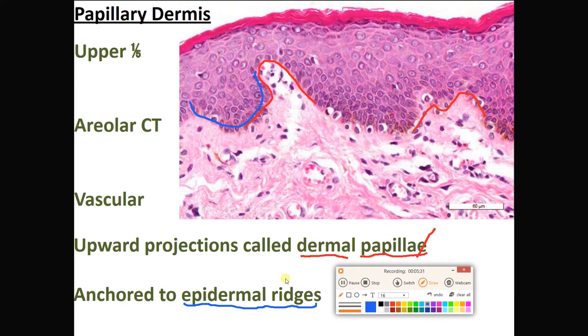Occasionally they do slide and separate. If you've ever gotten a blood blister, maybe on your foot or on your hand or something, you've separated your dermis and your epidermis and blood has pooled in there. Okay, I think that's it for this slide.